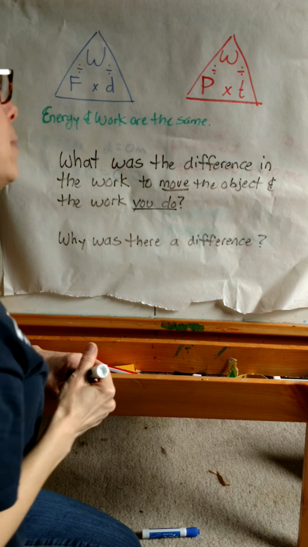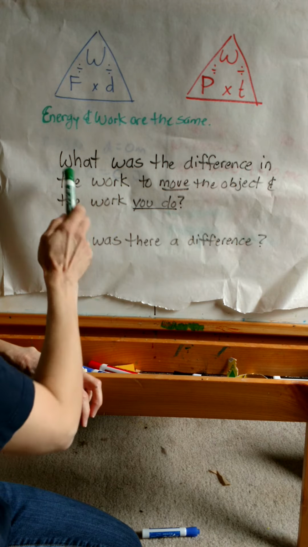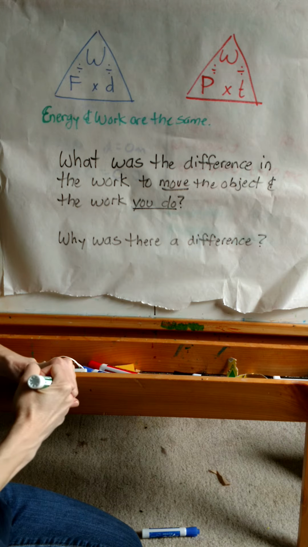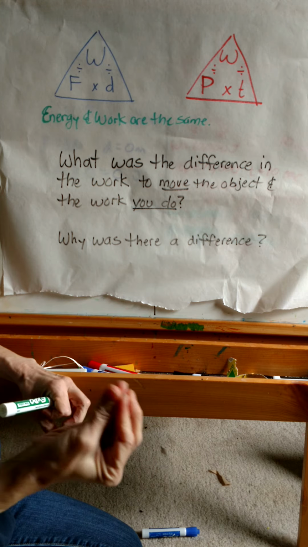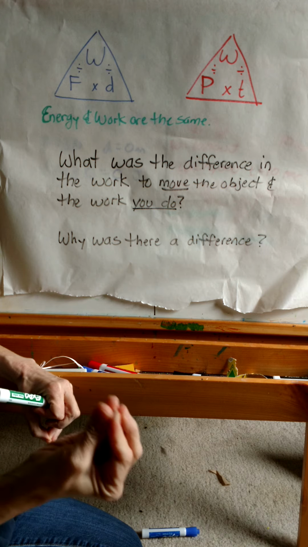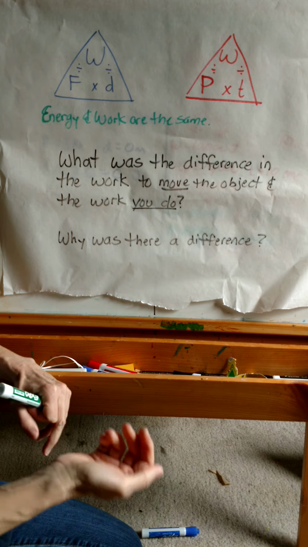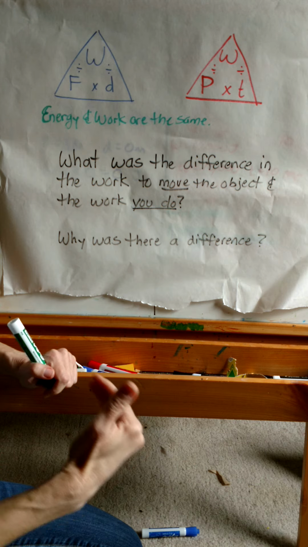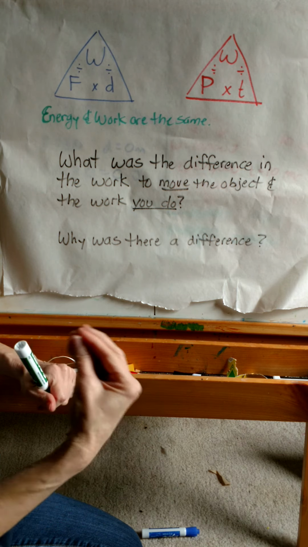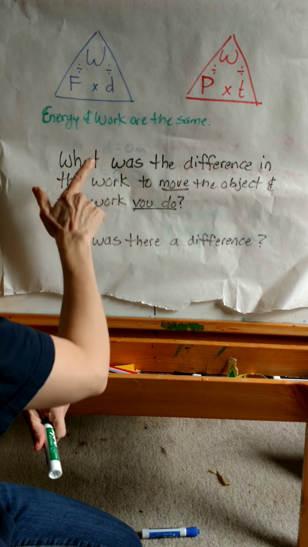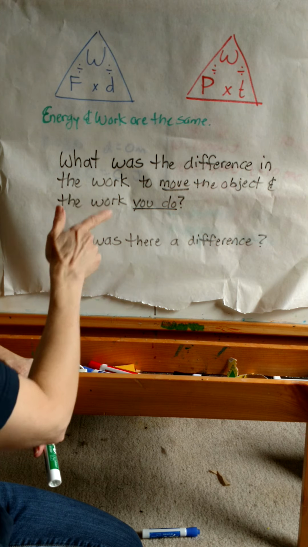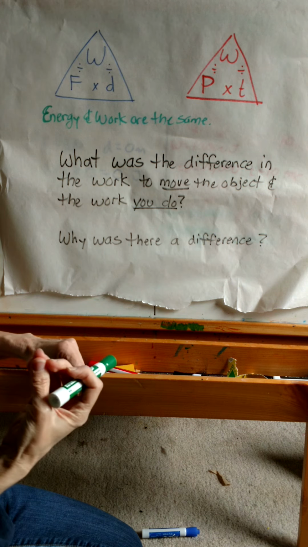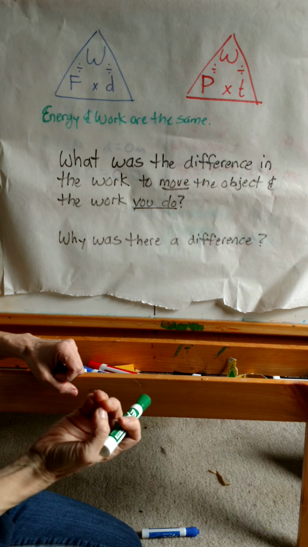There's a problem at the bottom of the page that sets something up and it says, what was the difference in the work to move the object and in the work you do? Well, there's something that fights all movement. And if you stop and think about that, that's friction. So I put force into moving something, but not all of that force gets through to the object. Friction steals some of my force. So use that information to help you solve these two things. If you see a problem that says, what was the difference? Remember that difference always means that you are subtracting, okay?